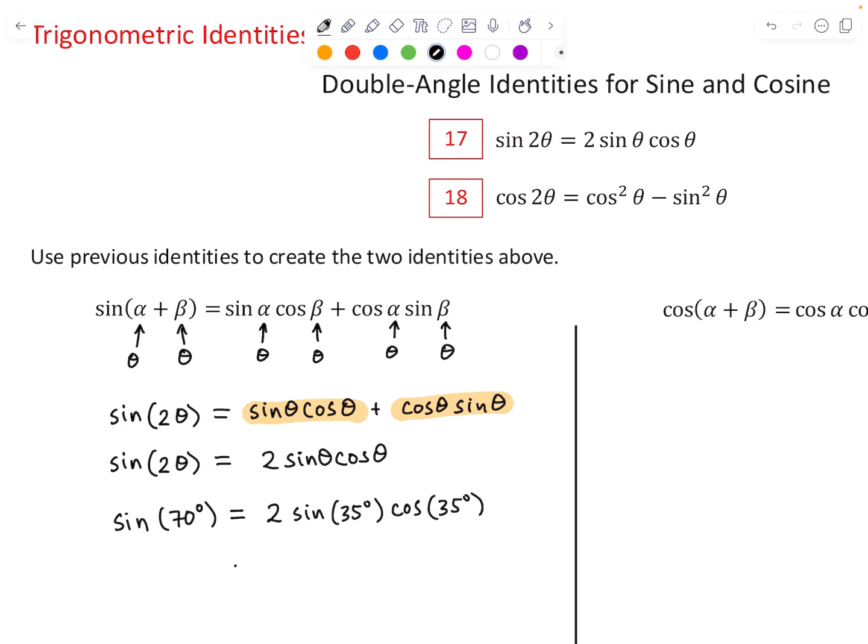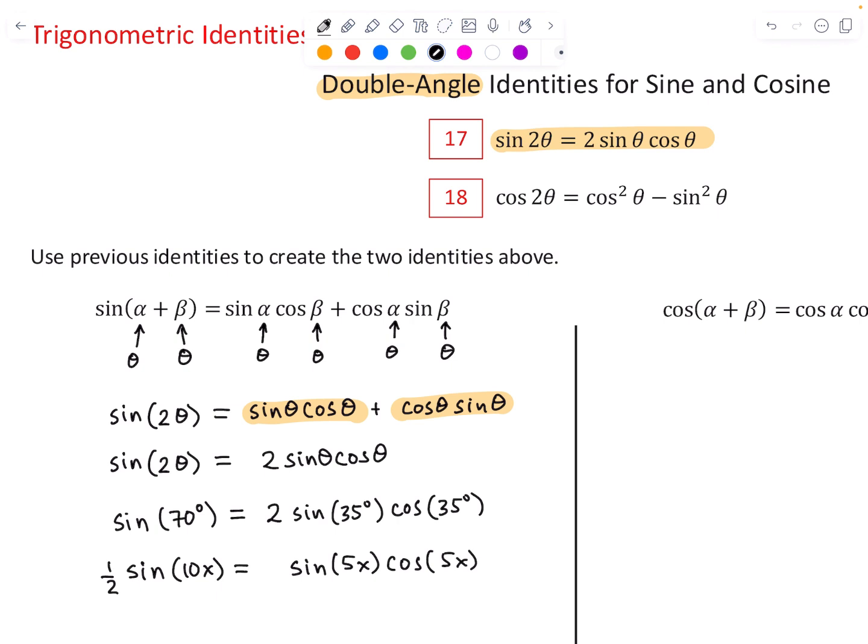Or if I start with the expression on the right where I have 2 sine of 5x times cosine of 5x, as long as these arguments are the same, then the argument on the left side of our identity needs to be double 5x, which is 10x. And if this 2 wasn't there, and you wanted to use the identity, you would simply need a 1/2 on this side.